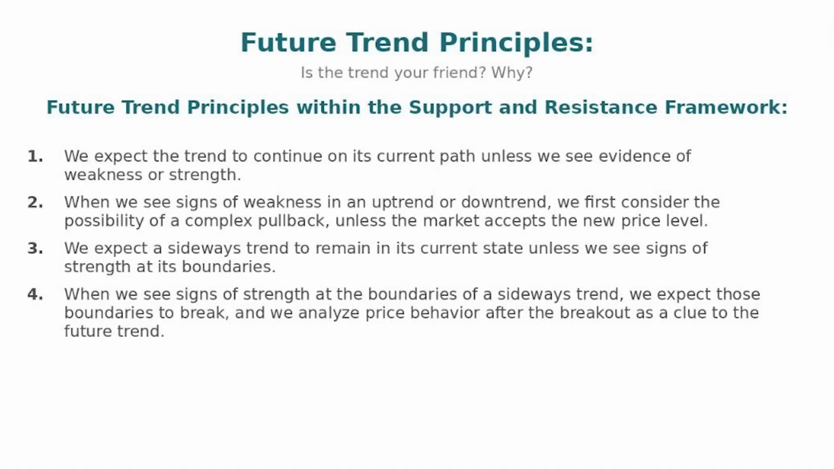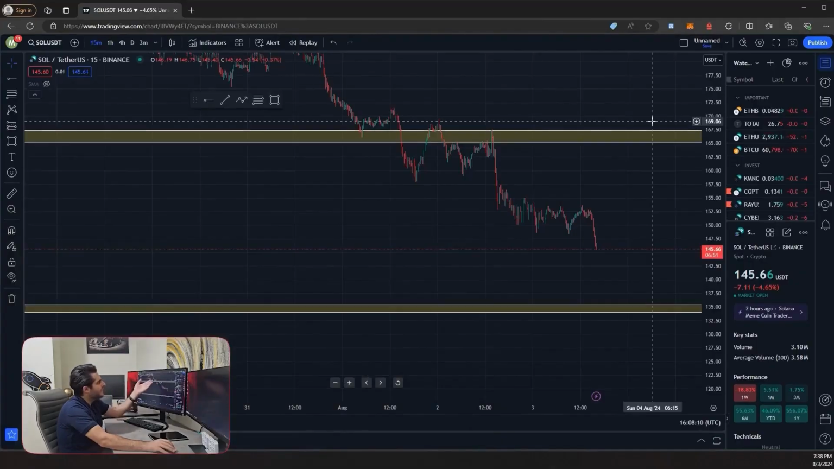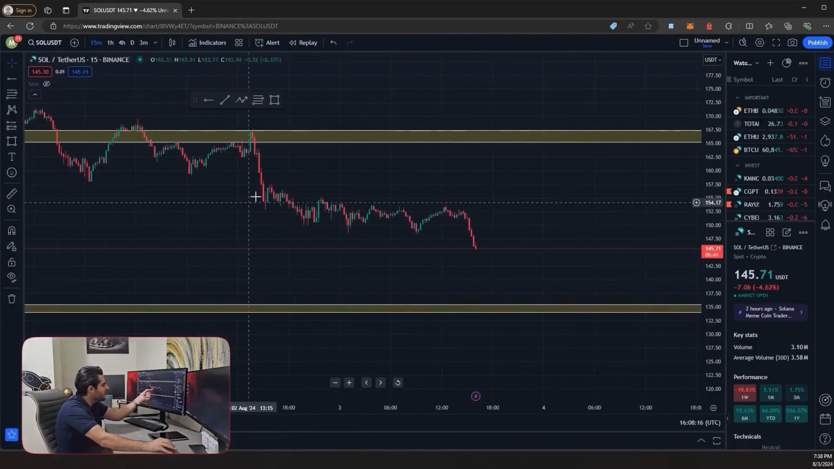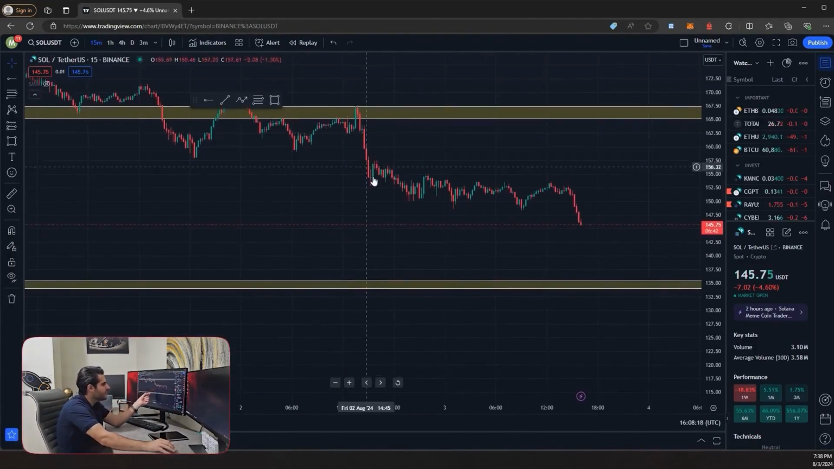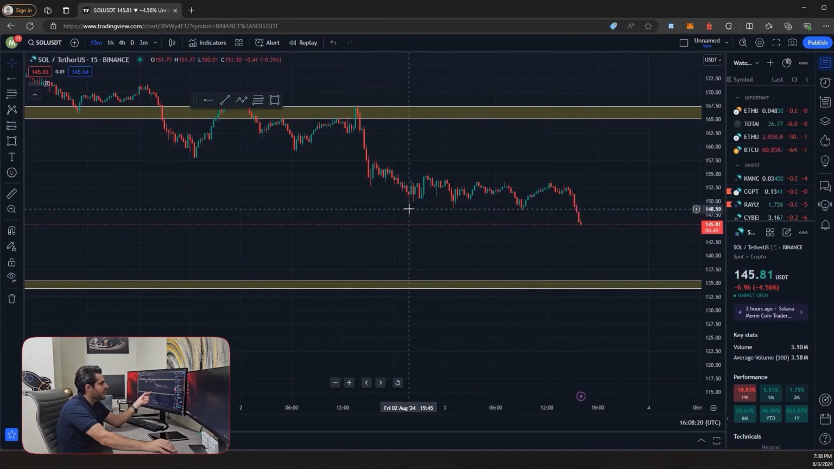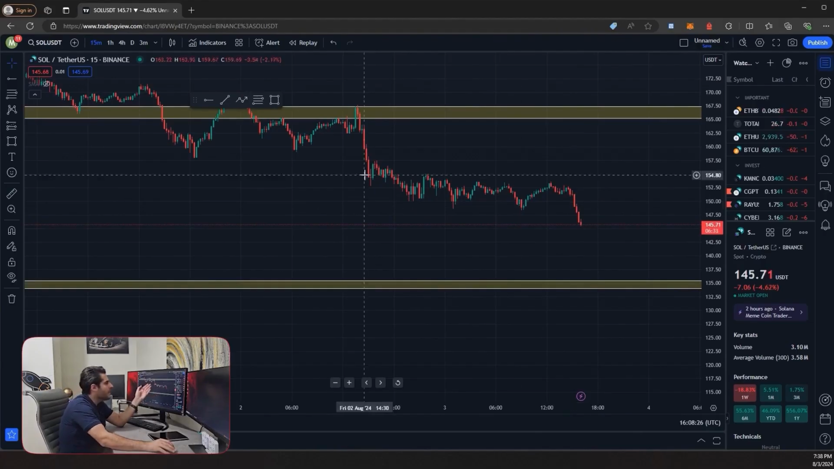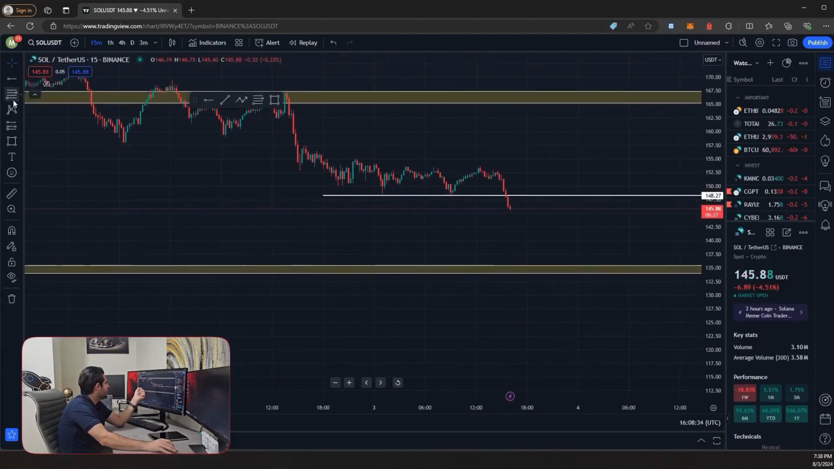Now let's look at the principles. We expect the trend to continue its path unless we see evidence of weakness or strength. Meaning, when I'm not at any bottom or peak yet, the price has moved from a peak, my trend is bearish, and in the 15-minute, I'm just moving down like this. Even though I had a range here too, here the bottom of my range has been broken. If the range bottom broke, the range trend would turn bearish, right? Now, where my range trend has turned bearish, what's my expectation? My expectation is that this downtrend will continue.